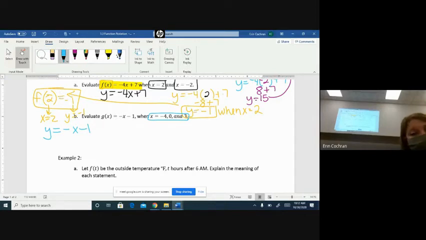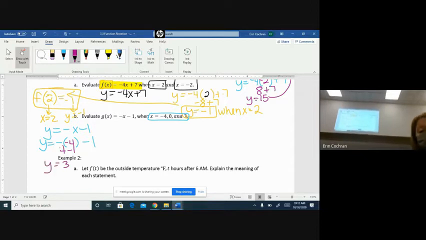So we have y equals negative x minus 1. And always use parentheses when you're plugging something in. So what am I plugging in the first one? Negative 4, right? Okay. So a negative and a negative make a positive. And what's 4 minus 1?